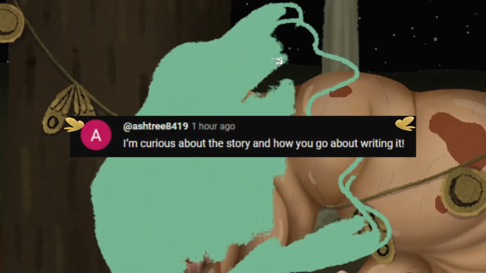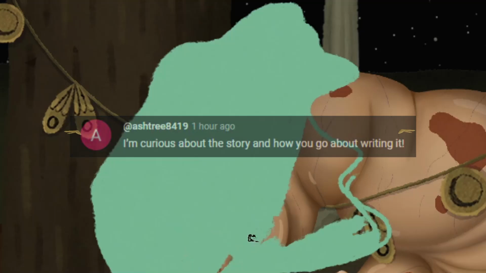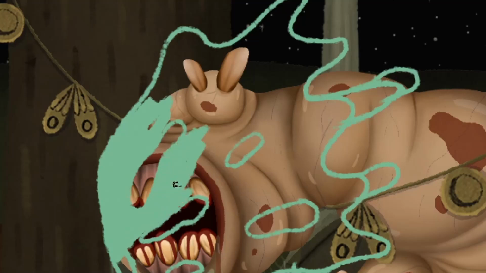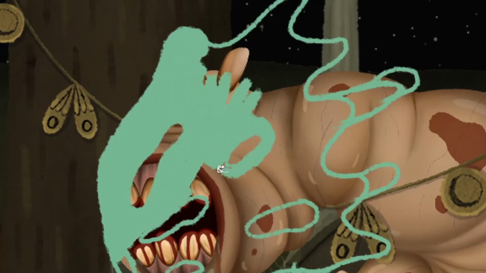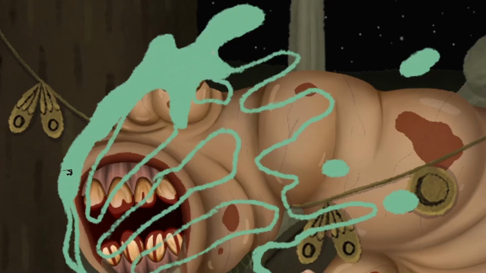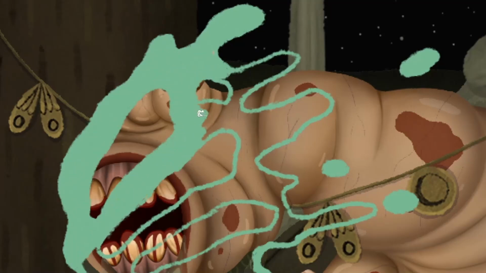On to more story related questions now. One from Ashtree. I'm curious about the story and how you go about writing it. My story planning starts off looking like a jumbled mess of notes and pictures. I like to draw bits of the story as well when I have an idea. I have a few notebooks that are just filled with story ideas. Then I go through the notes and I use the bits that I like and that connect well together, and I put them in chronological order and sort of discard the rest of it.